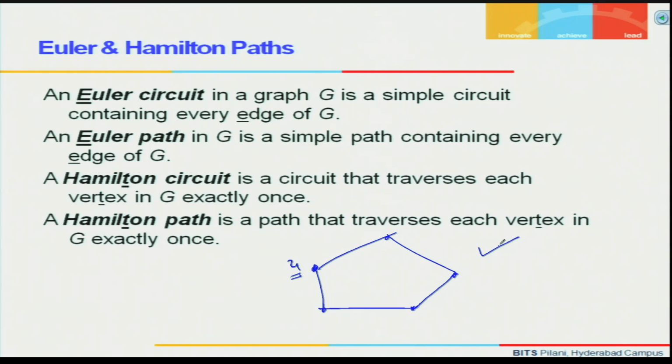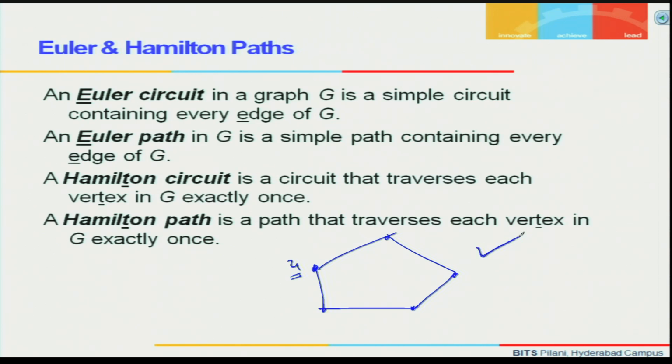And similarly we can define a path. I have got two vertices u and v, and if I have got a path from u to v such that all edges of the graph are being traversed in my path from u to v, when this particular path is there, I say there is a Euler path.